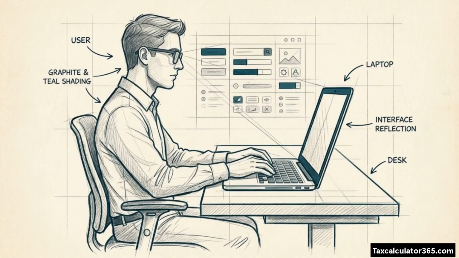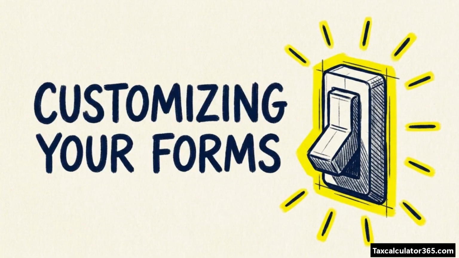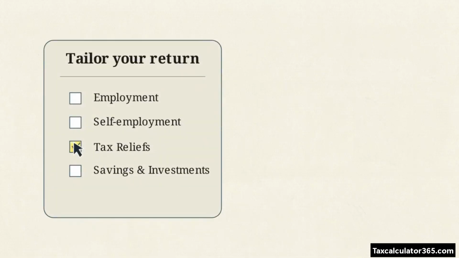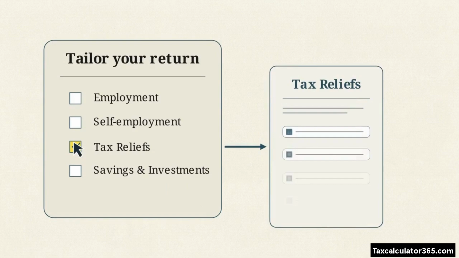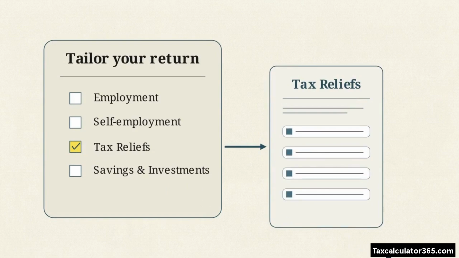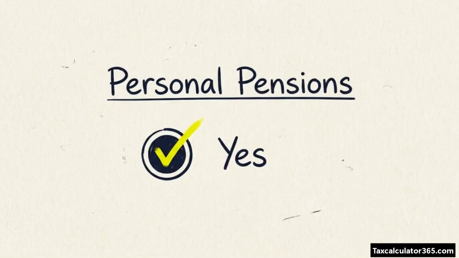First, log into the HMRC Government Gateway portal and initiate a new self-assessment tax return. You will start in the Tailor Your Return section. HMRC only generates the specific forms you explicitly ask for, so you must tell the system which sections apply to you. Scroll to the Tax Reliefs category. Find the question asking if you made contributions towards a personal pension and select Yes.